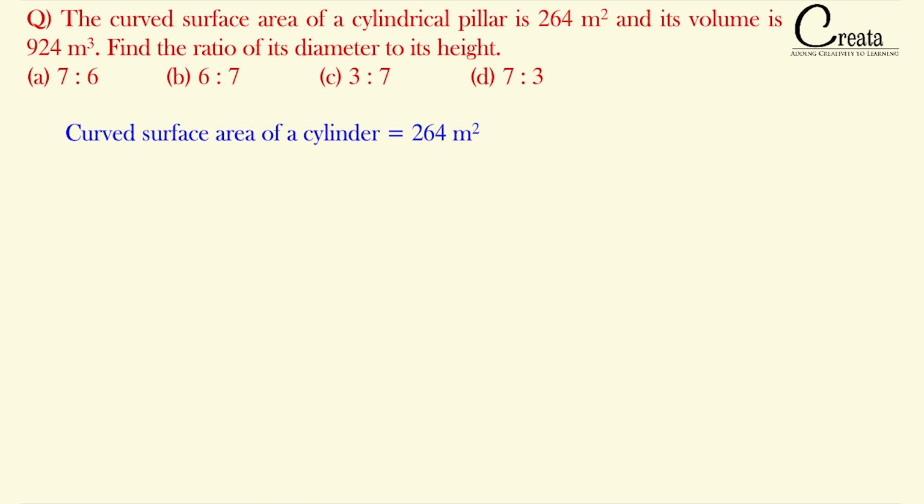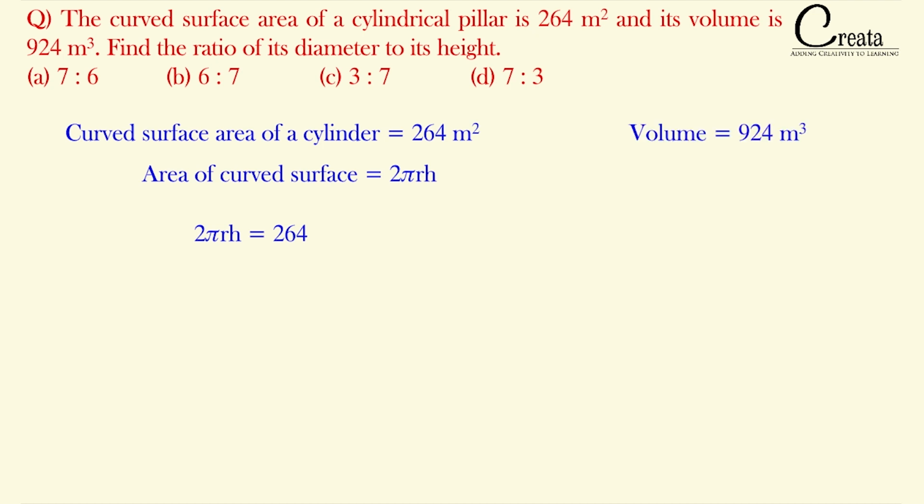We know what is the lateral surface area. That is 2 pi rh. Okay. Means 2 pi rh is given as 264 meter square. Further, in the question, the volume is also given as 924 meter cube. And we know what is the volume of a cylinder. It is pi r square h. So, pi r square h is given as 924.